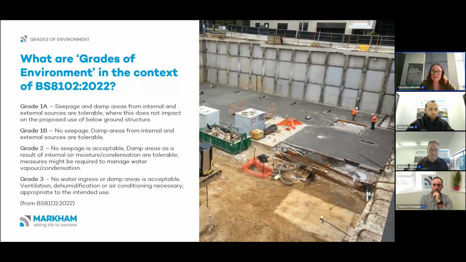And then grade 3 is an entirely dry environment. I think Alex is going to get into this a little bit further, but it means no water ingress coming from outside, no transmissible water, no damp areas coming from the outside, and more importantly, no damp areas forming from environmental changes and condensation from the inside, and that would require obviously active ventilation and dehumidifying and things like that, depending on the environment.